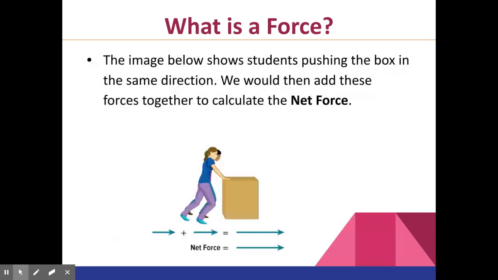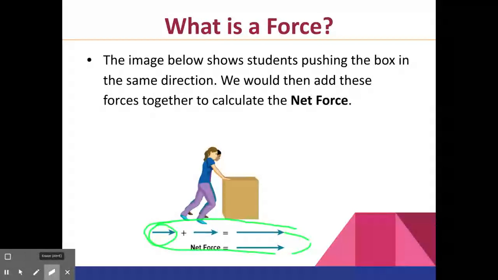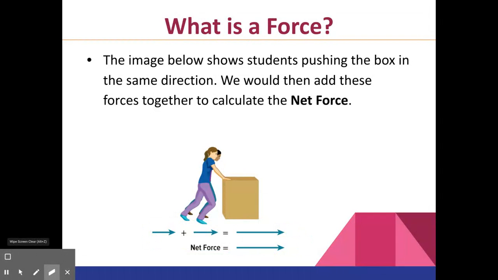So let's take a look at an example of what the net force would look like. These little arrows down here are what we call vectors. Force is a vector quantity, so that makes sense. A vector is basically a magnitude of a particular thing drawn in the form of an arrow. Anyway, the image below shows students pushing a box in the same direction. We would then add these forces together to calculate the net force.